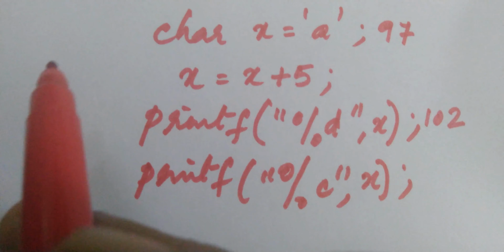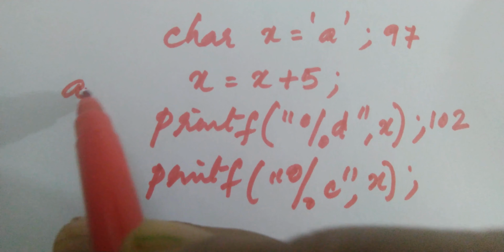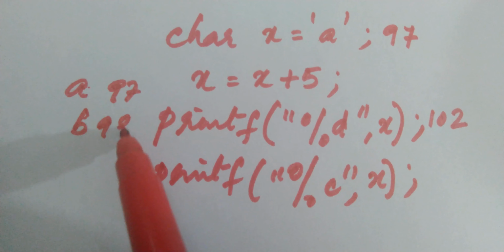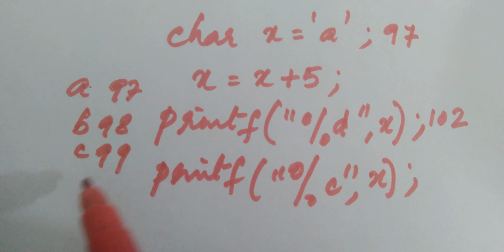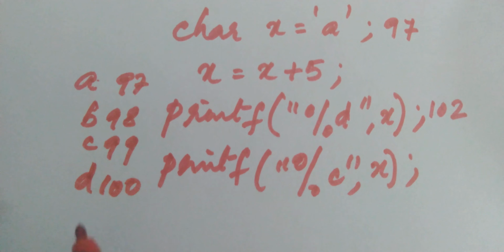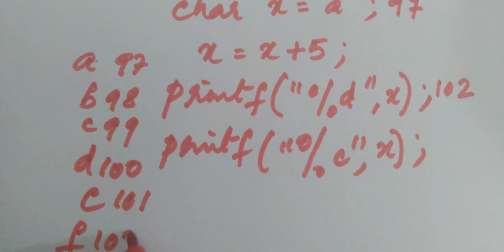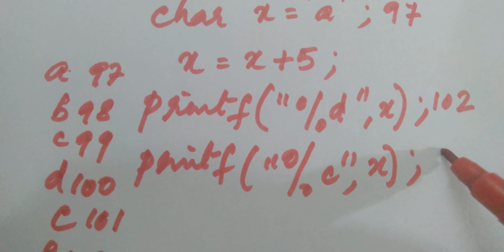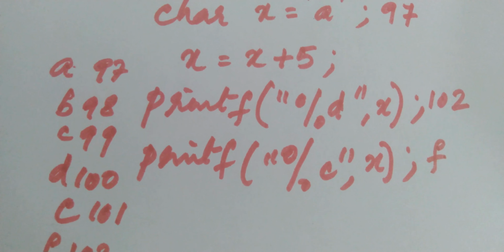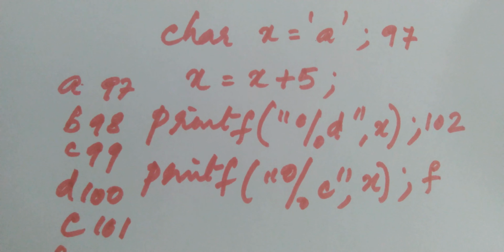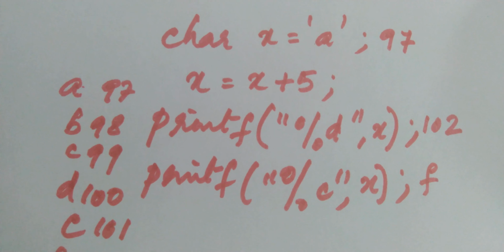We know that the ASCII value of small a is 97. So small b will be 98, c will be 99, d will be 100, and e will be 101, and f will be 102. So what will be printed on the screen? f will be printed on the screen. So in this manner, any numerical operations can be done on the single character constant.